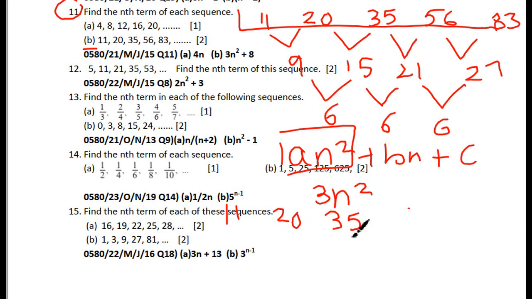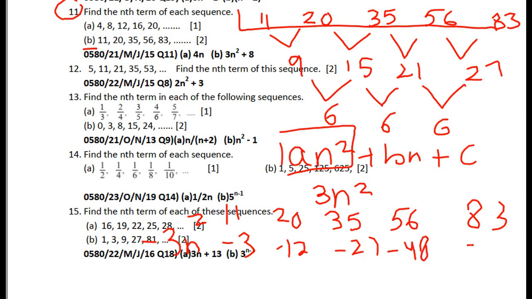Now write the original sequence again. Then subtract 3n square from this. So minus 3 times 1 square is minus 3. Minus 3 times 2 square is minus 12. Minus 3 times 3 square is minus 27. Then minus 3 times 4 square is minus 48. Then minus 3 times 5 square is 75.